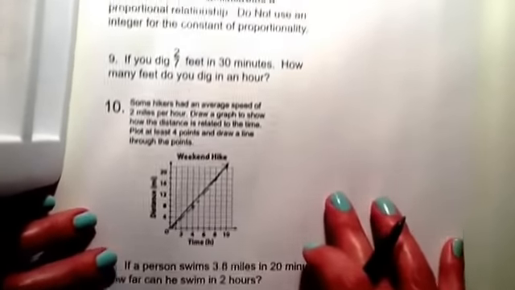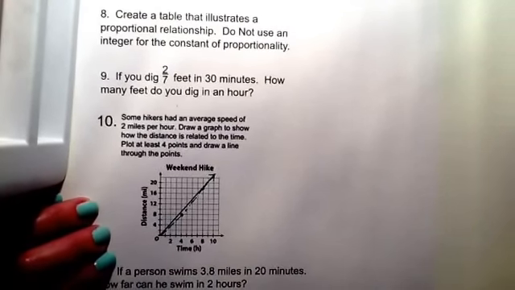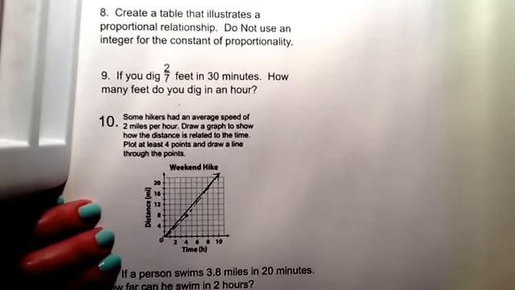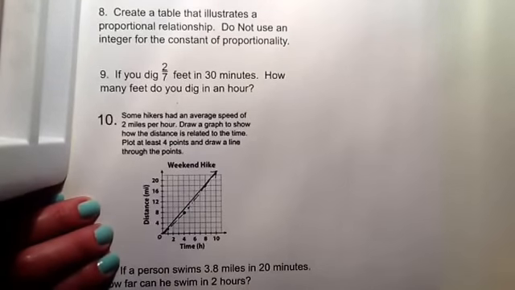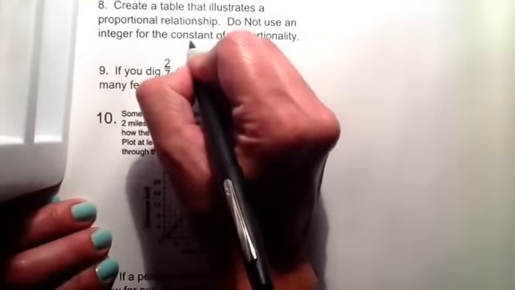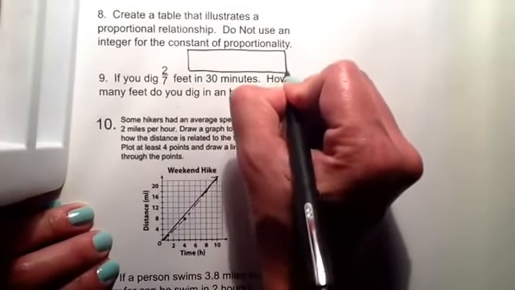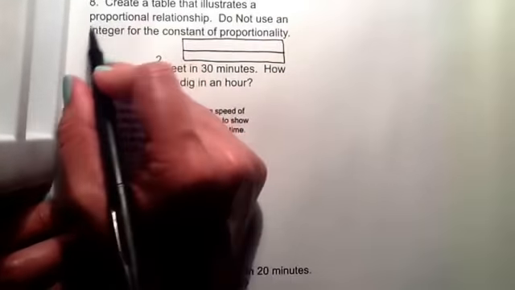On the next page, number 8. Create a table that illustrates a proportional relationship. Do not use an integer for the constant of proportionality. Okay, we just talked about what an integer was. So we cannot use a whole number or its opposite. It has to be either a decimal or a fraction. That's going to be our constant. So if your quiz asks you to create a table, you can come up with anything you'd like as long as it's not an integer.